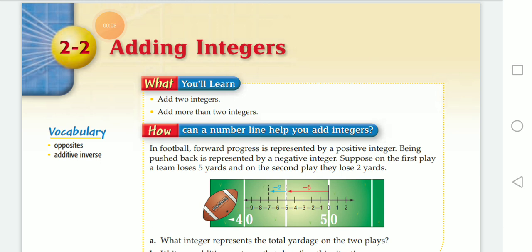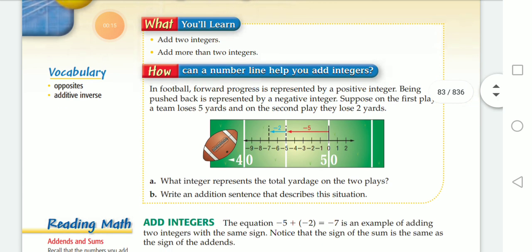Today we're going to have adding integers. By the end of the lesson, you will be able to, inshallah, add two integers and add more than two integers. The vocab that we are going to use: opposites, additive inverse. So, how can a number line help you to add integers?